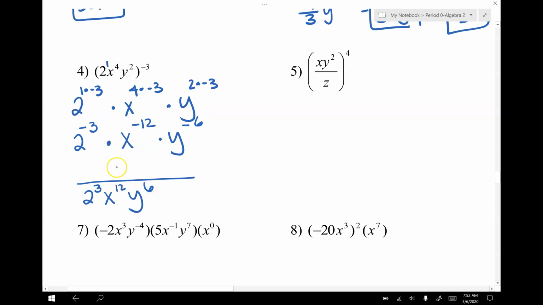And then what's on the top? 1. But we have to simplify 2 to the 3rd. So what's 2 to the 3rd? 8. And everything else should be the same.